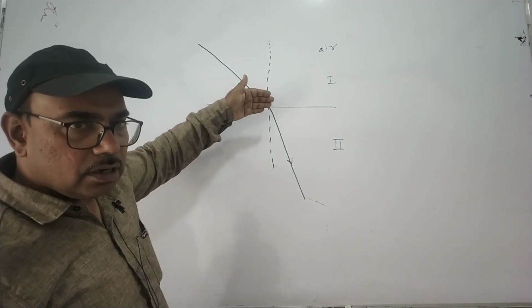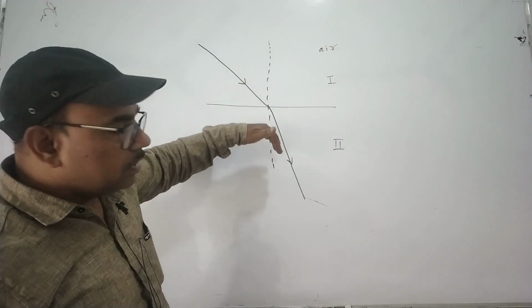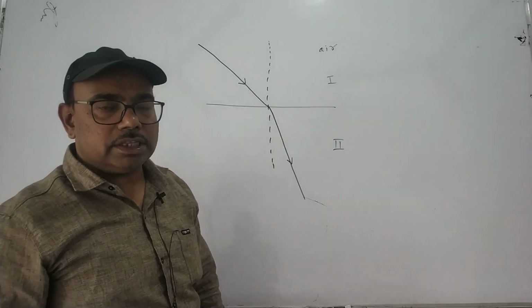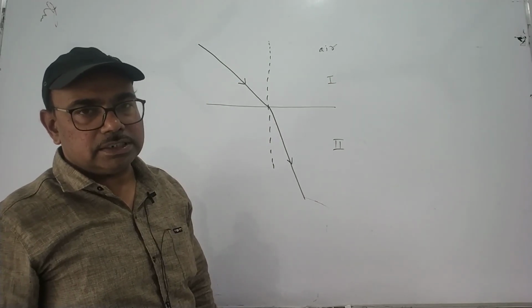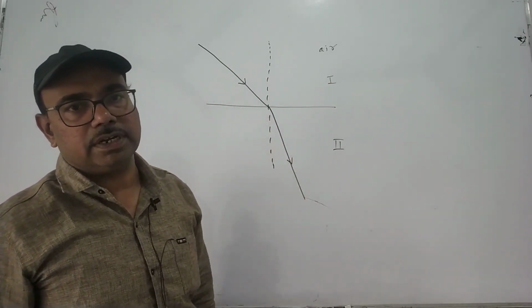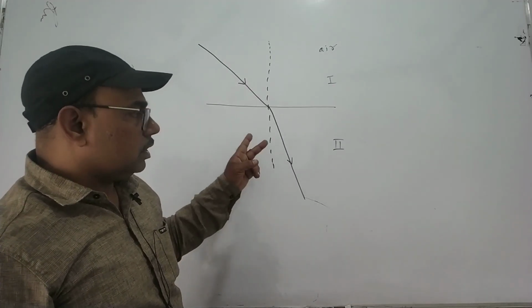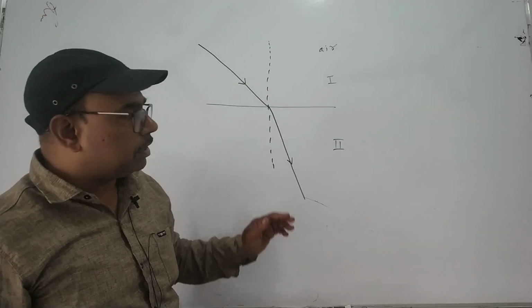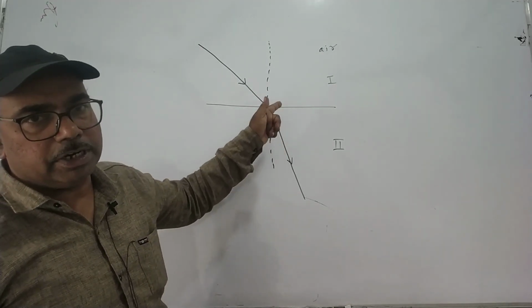Because it entered into the more dense medium, the light ray slightly bends. The bending of light, or the deviated path of the light ray in the denser medium, is called the refracted ray, and the phenomenon is called refraction of light. So the previous case is reflection. In reflection, it is the same medium, but in refraction, two different optical mediums are required.